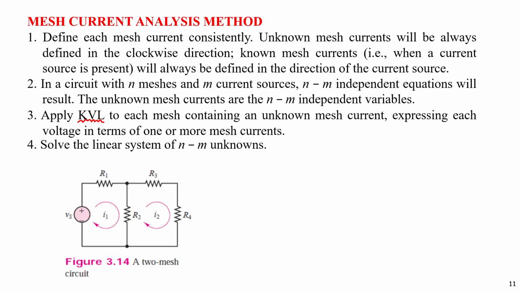So first, if we consider the circuit without any current source, we can define the mesh of the system by clockwise direction as the positive direction. And in a circuit with N mesh and M current source, that source we know the value, so our equation remains only N minus M equations. And then we solve for the linear system.